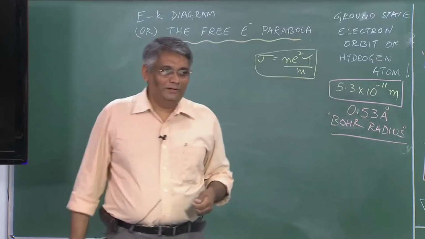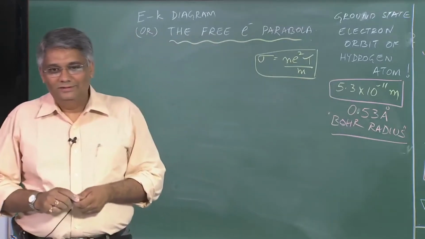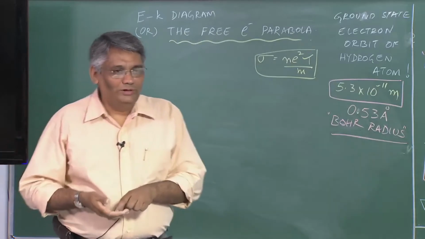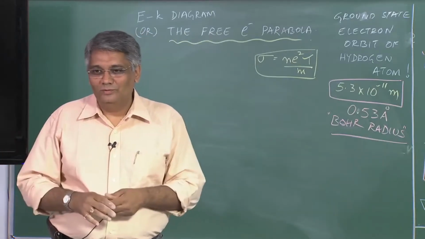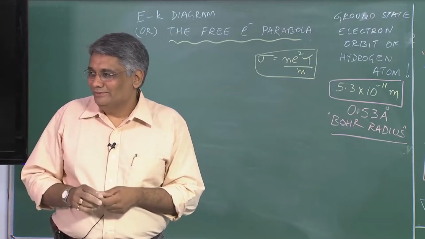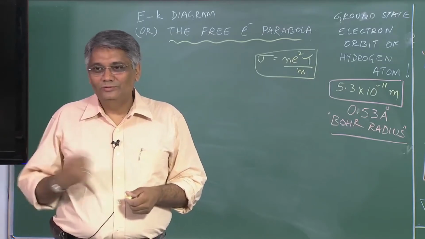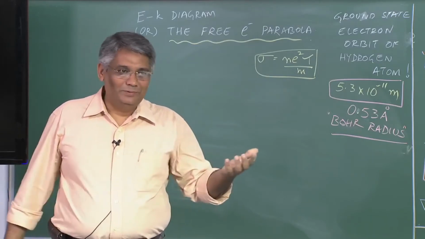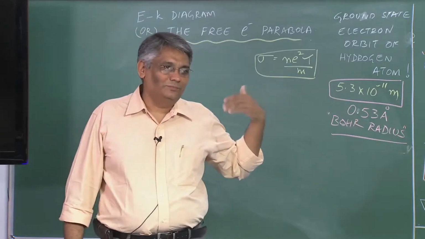Tau is 10 to the power of minus 14 to minus 15 seconds. So in 1 second, the electron undergoes 10 to the power of 14 to 10 to the power of 15 collisions. It's always very busy going through a multiple number of collisions. And of course, it's because of these collisions that the resistive term comes.